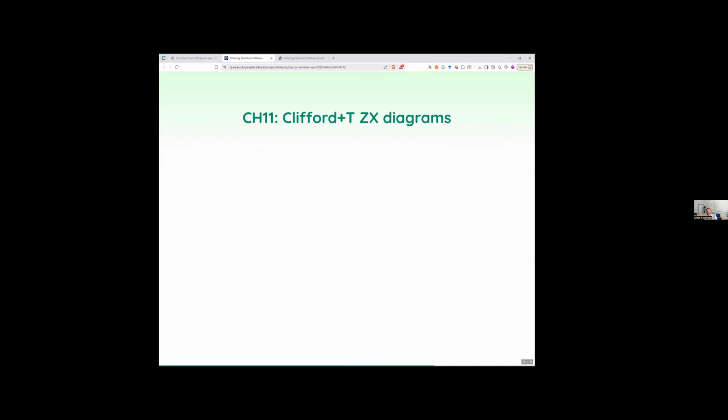Chapter 11, we add T gates. So you can tell, we've already been talking about universal circuits, but there's something quite special about T, and quite special about the Clifford hierarchy. In this chapter, we start to dig into what that is and how we can take advantage of that structure.